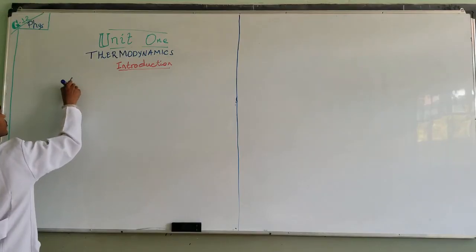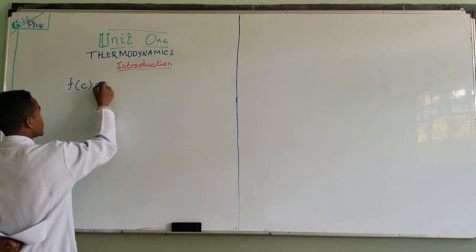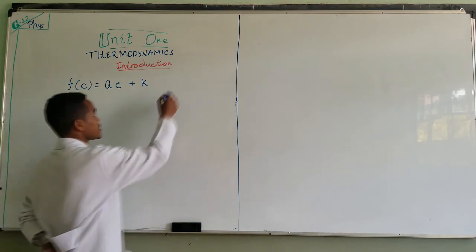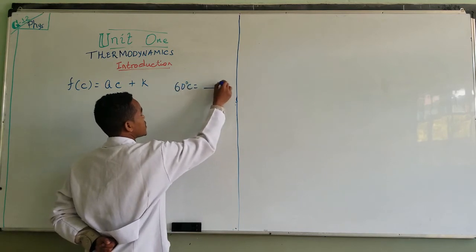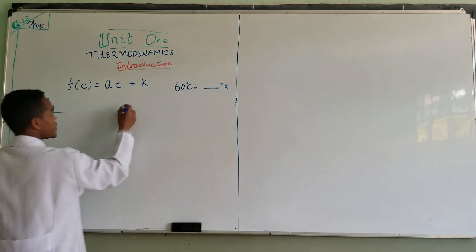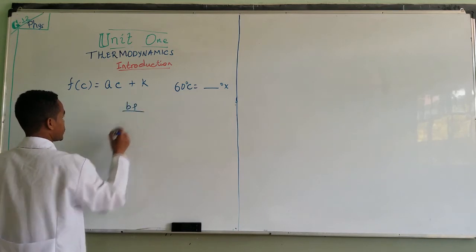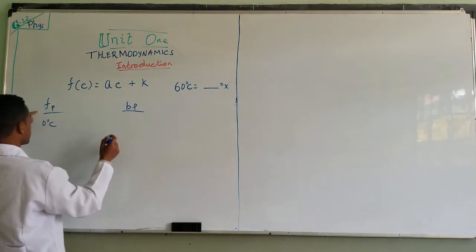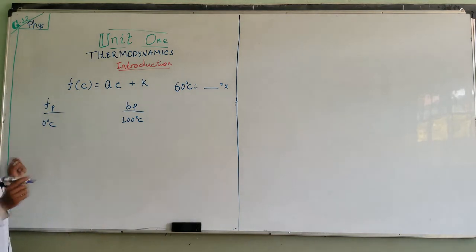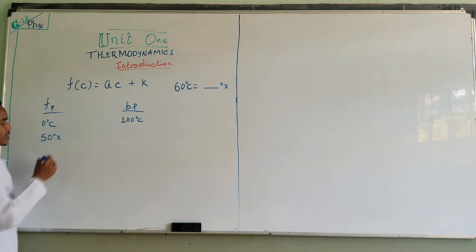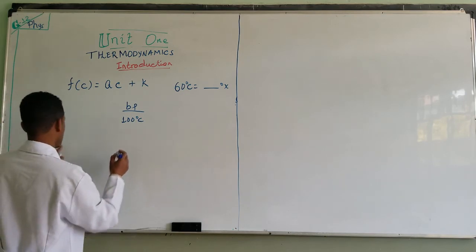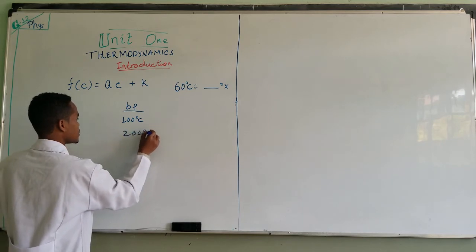To solve the problem, start by using this linear function: F of C is equal to AC plus K. Our aim is to change 60 degrees Celsius into degrees X. We ought to find first the freezing point and boiling point. From our data, the freezing point is 0 degrees Celsius and the boiling point is 100 degrees Celsius. And from the data, we also have that the freezing point, when measured in the thermometer that reads in X, is 50 degrees X, and the boiling point is 200 degrees X.